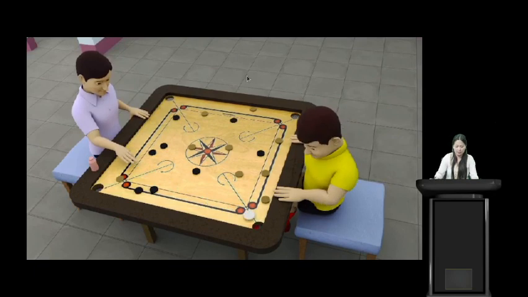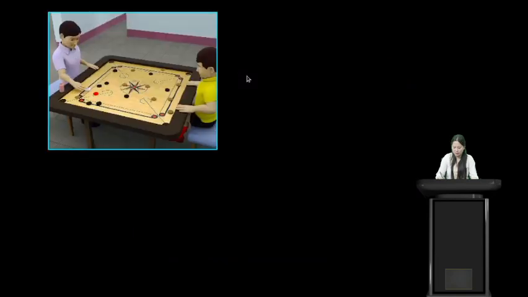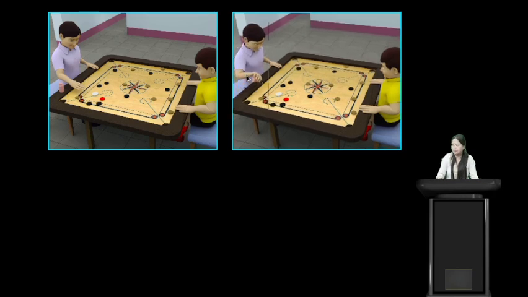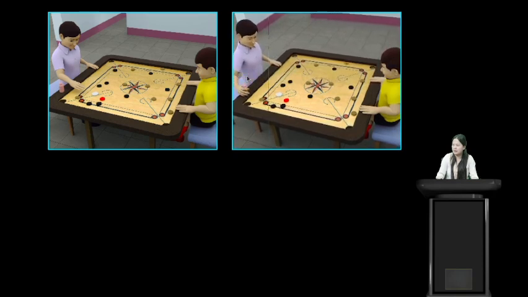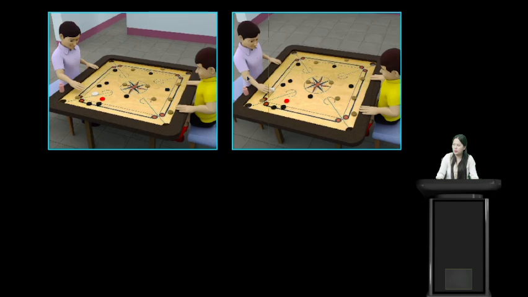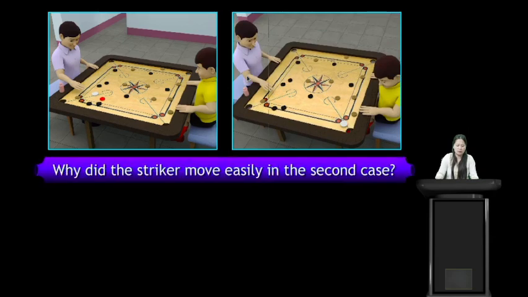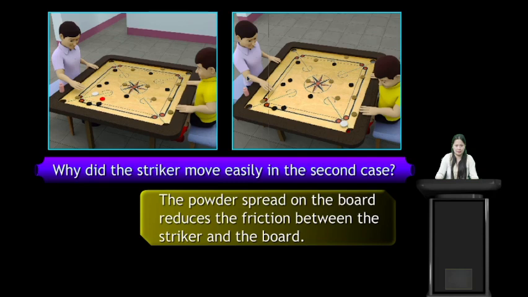Yes, students? So observe carefully. In the first case, the dice moved a very short distance, but after applying the powder, the dice moves smoothly. Let us see again. Here we see that after applying the powder on this carom board, the dice moves smoothly. So why did the striker move easily in the second case?